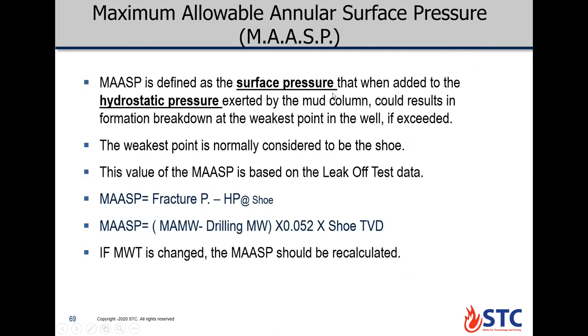Okay, now let's talk about another concept called maximum allowable annular surface pressure, or the MASP. But let's first differentiate between two things. Here we have two wells. Okay. Here at the test, we have mud weight. Let's say our mud weight here is 10 ppg, at the test. Okay, so now we have surface pressure. This surface pressure, let's say, is about 700 psi.